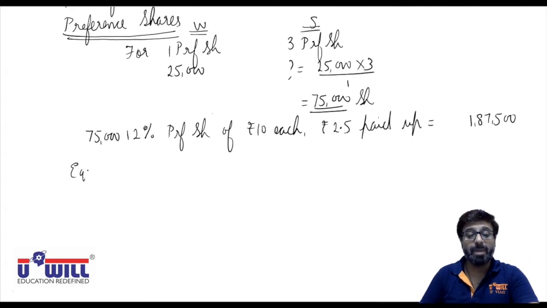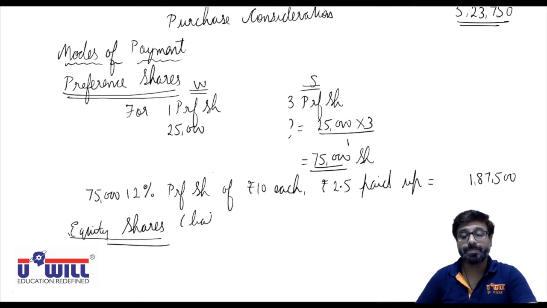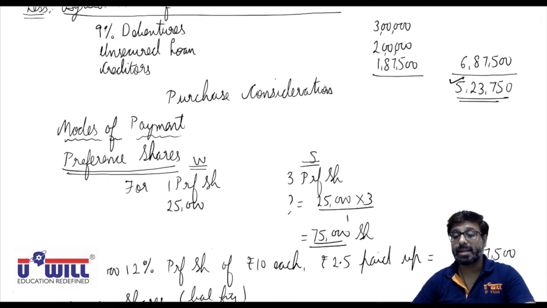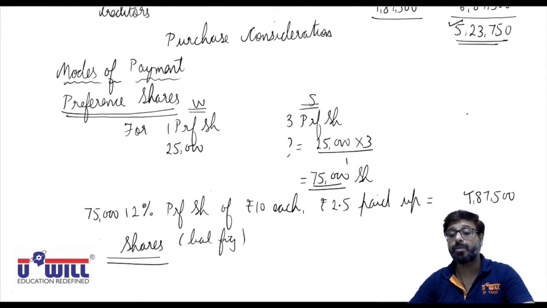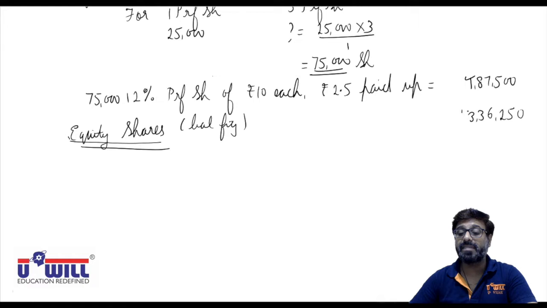Now, the second mode of payment is equity shares. What was mentioned for equity shares in the question? Necessary equity shares. First, we find the amount, the balancing figure. See, total purchase consideration is 5,23,750. From that, we will minus 1,87,500, what we are going to issue in the form of preference shares. So how much will we give in the form of equity shares? Remaining 3,36,250, the balancing figure. That we will give in the form of equity shares.